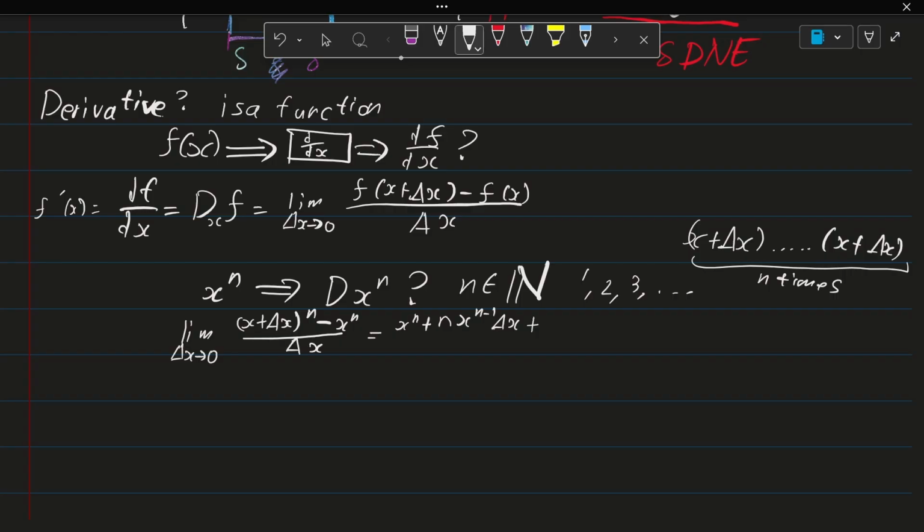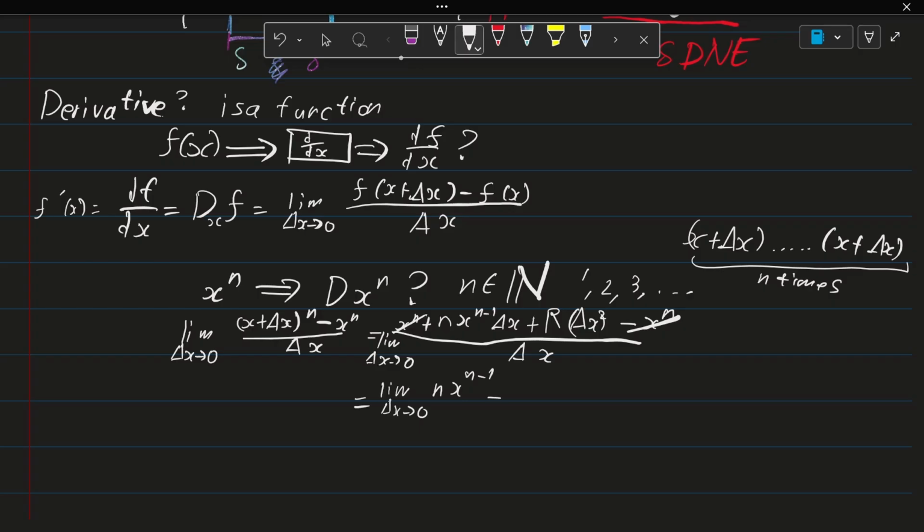And so if you actually do this for all of the powers of n, I will just call this r delta x squared, in which r is a function. So that's basically x plus delta x to the power of n, subtracted by x to the power of n, divided by delta x. You take the limit as delta x goes to 0. You would observe that the delta x to the power of n could cancel each other out, so you would get the limit as delta x goes to 0 of n x to the power of n minus 1 plus r delta x. When delta x goes to 0, this r times delta x would also go to 0. So you would get n x to the power of n minus 1.